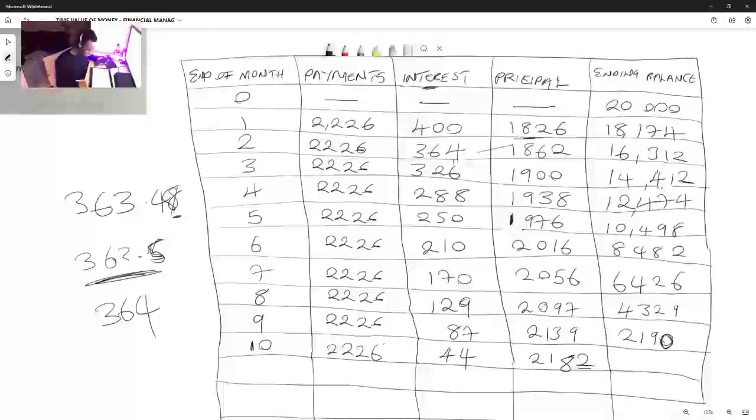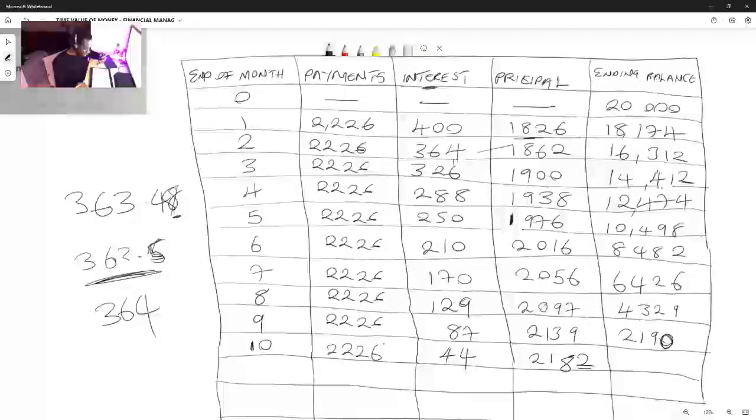So obviously we can see that when we subtract this 2,182 from 2,190, we are going to get an 8. And initially our ending balance is supposed to be what? 0. So already there's something wrong here. There's something that is not right.